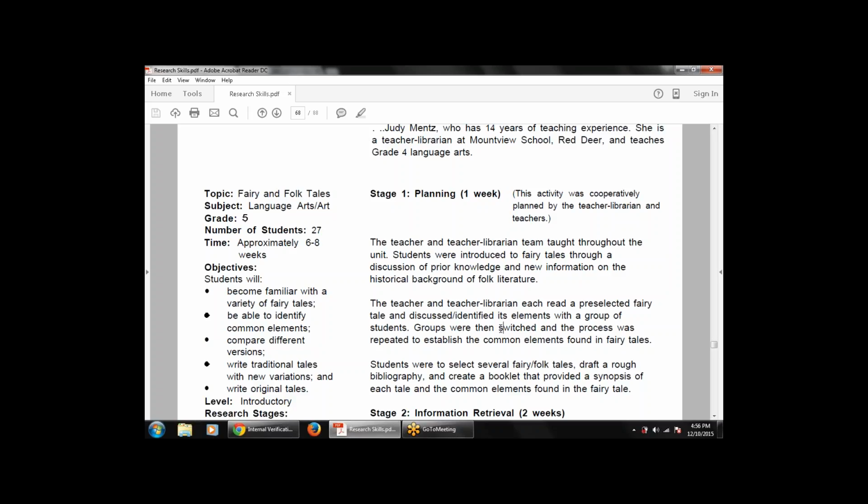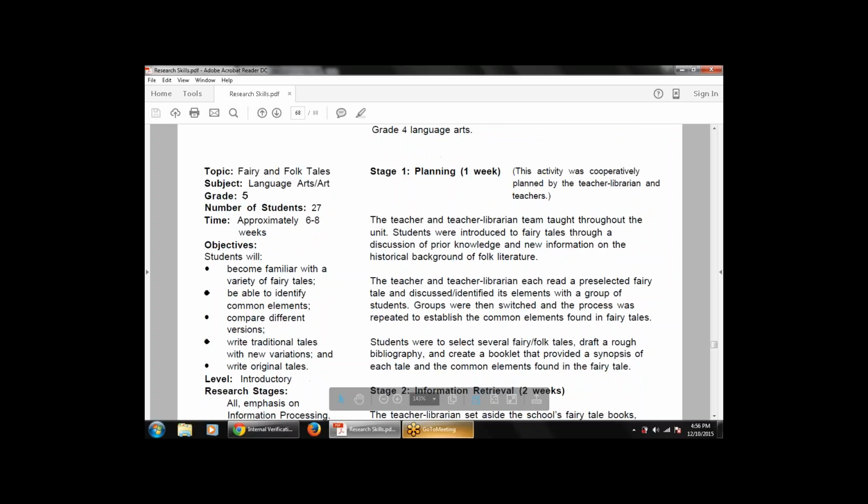Then students were to select several fairy and folk tales, draft a rough bibliography, and create a booklet that provides a synopsis of each tale and the common elements found in the fairy tales. So whatever synopsis is available is discussed along with the common elements found in the fairy tales. That is also a part of stage number 1, the planning.